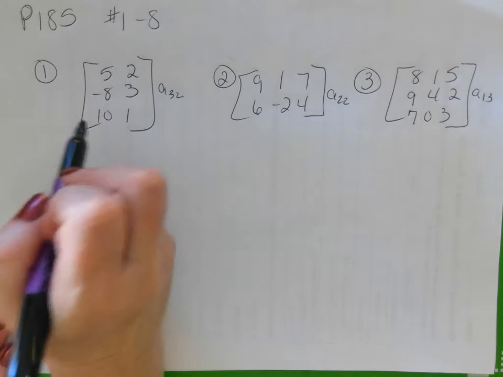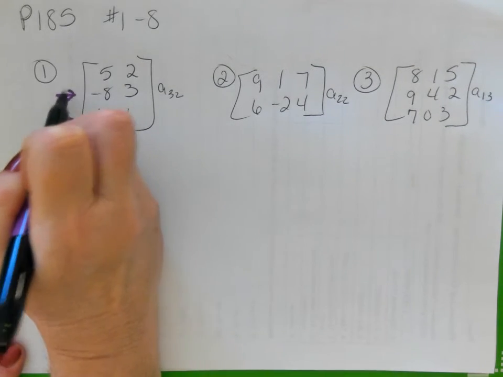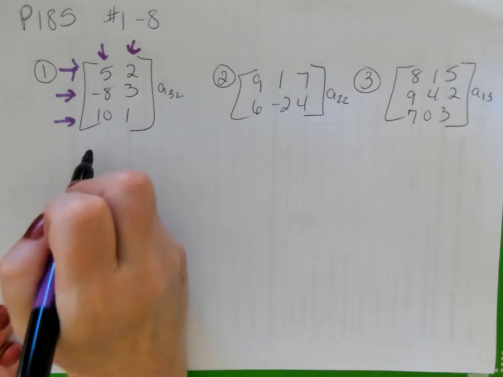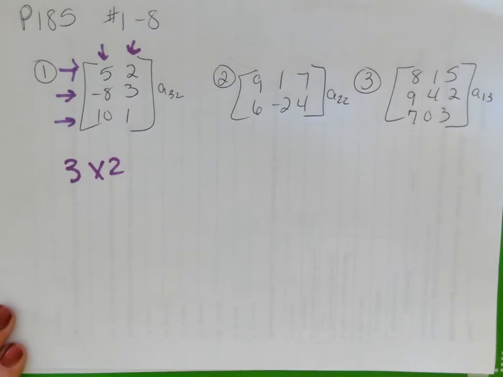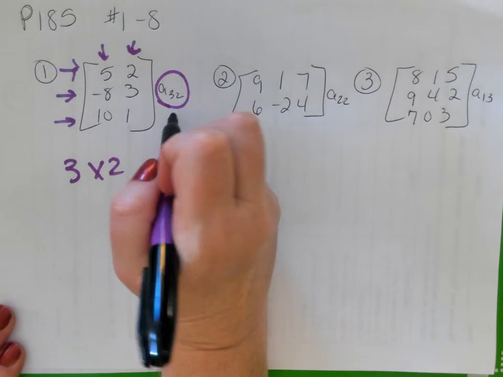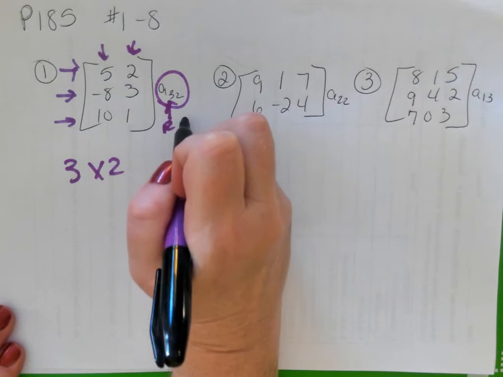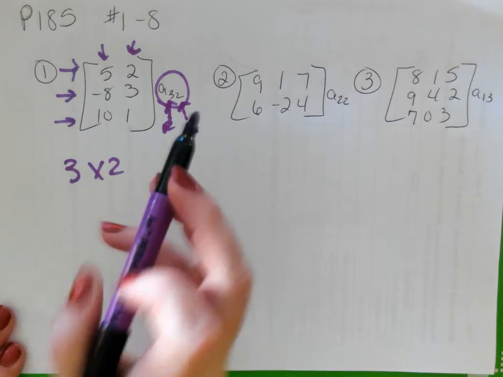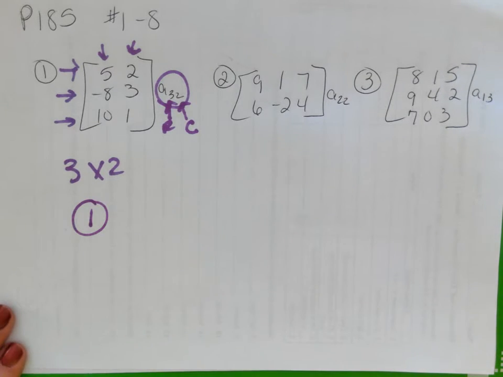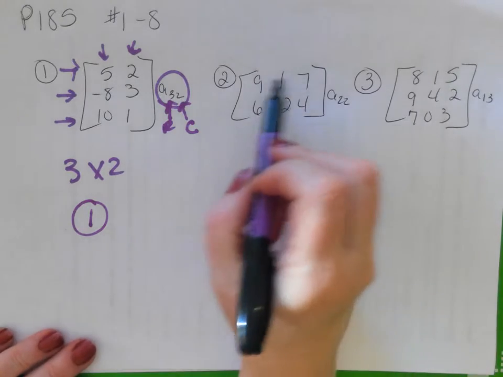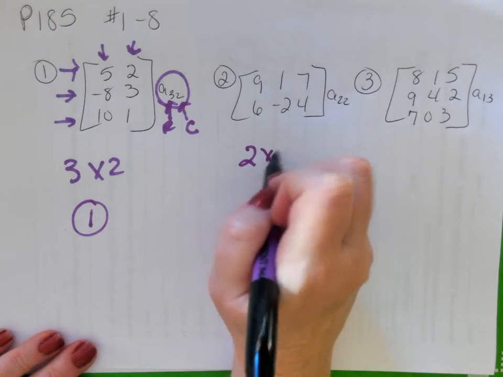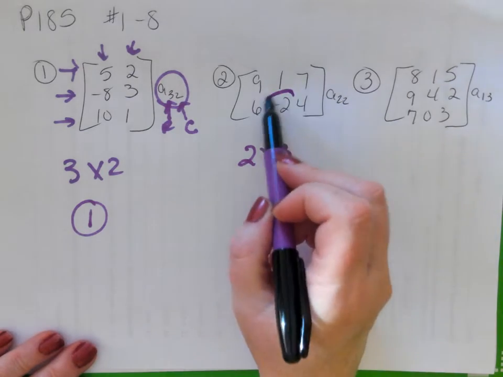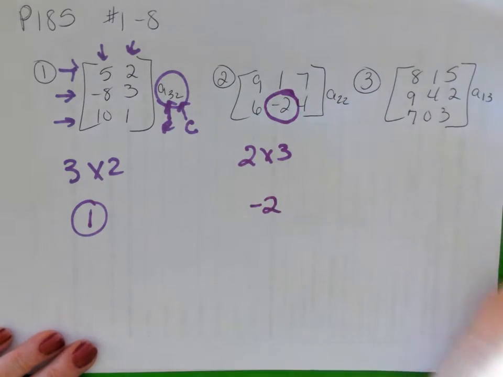So remember, rows go across and columns go down. So this is a 3 by 2. This is asking what is in the third row, second column. Third row, second column is a 1. Okay, this is a 2 by 3. The second row, second column is -2.